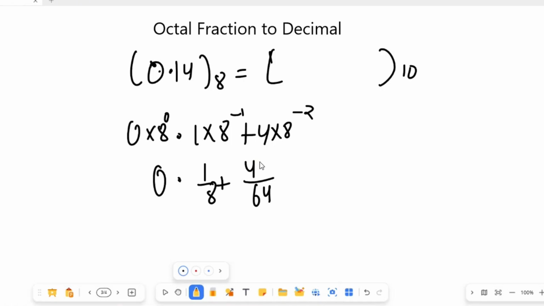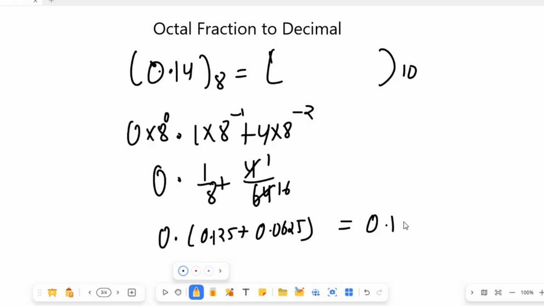Okay. So if you do it, 4 ones are 4 and here you have 64. So 64 will change to 16. So here you will get 0 point, then in brackets 0.125 plus 0.0625. So that is nothing but the final answer we will get, 0.1875. Okay. The answer for this question is 0.1875.